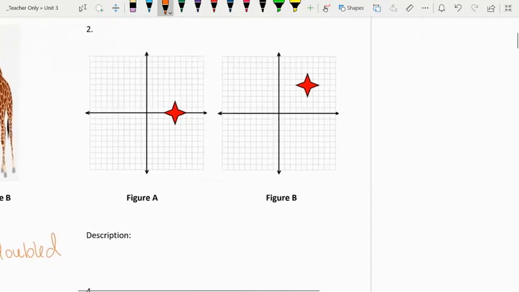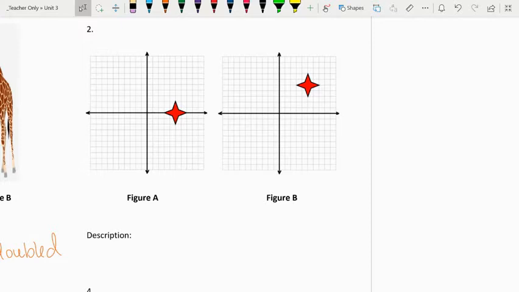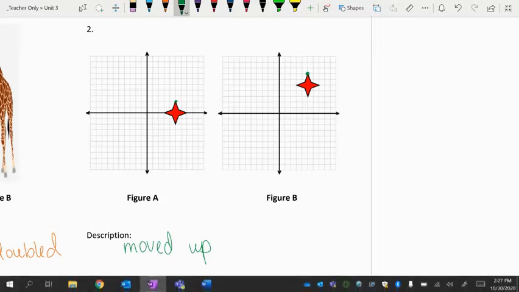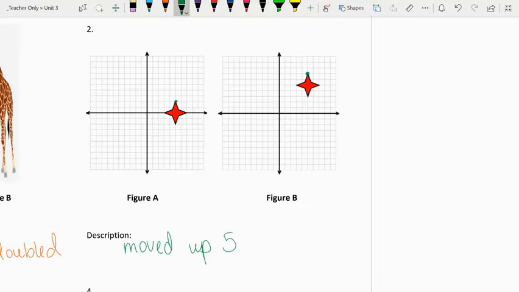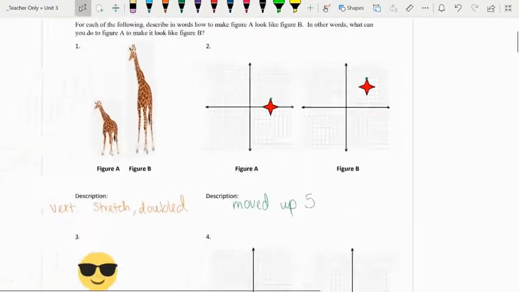For number 2, hopefully we noticed that it just kind of increased, right? So it moved up. Maybe you got specific and said that it moved up. How many did it move? If that's at 2 for our y, and if we go all the way up here, it's at 1, 2, 3, 4, 5, 6, 7. So go from 2 to 7 means it moved up 5. Okay, so moved up was fine, but moved up 5 is the most correct.